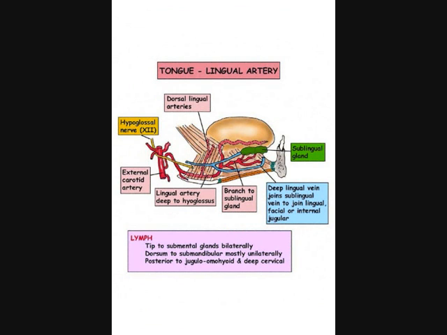The tongue is supplied by the lingual artery. This is a branch of the external carotid that passes deep to hyoglossus to reach the tongue. As far as lymph drainage is concerned, the tip drains to the submental glands on both sides, whereas the dorsum goes unilaterally to the submandibular glands. In the posterior part of the tongue, drainage is down to the jugulo-omohyoid and deep cervical groups.